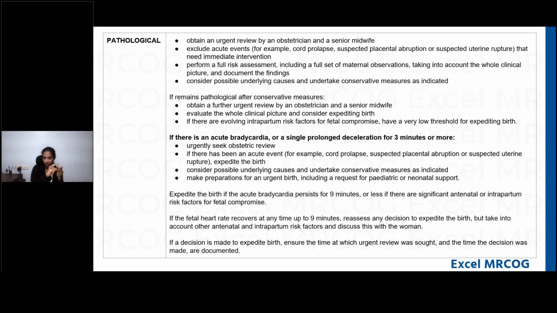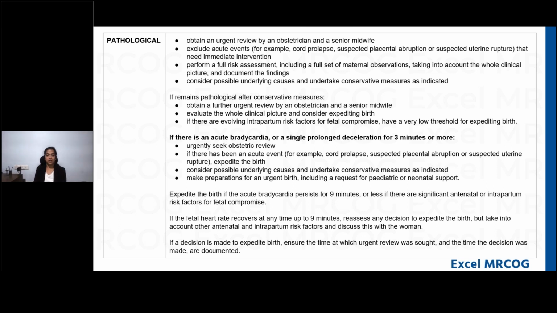You do a full set of maternal observations, risk assessment, and take into account the entire clinical picture and document, and talk to the woman also. It's important. If there are any possible underlying causes, you start the conservative measures. And if it persists, you would still need to have a review again and consider expediting birth. That is what you would say in the exam, because you may not have time to say everything. Okay, so you just say briefly that this is what I would do in the exam. I mean, I would do for the patient.